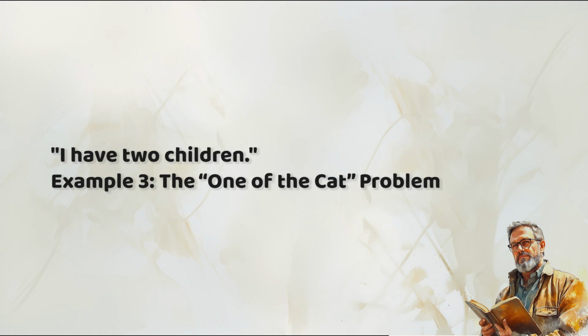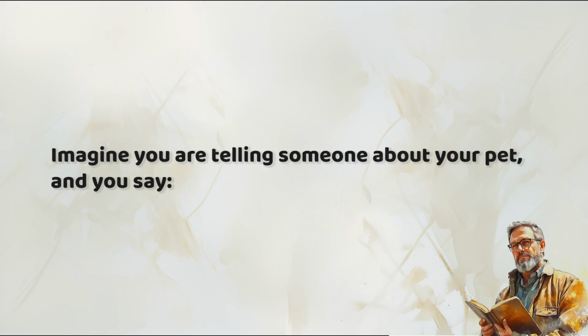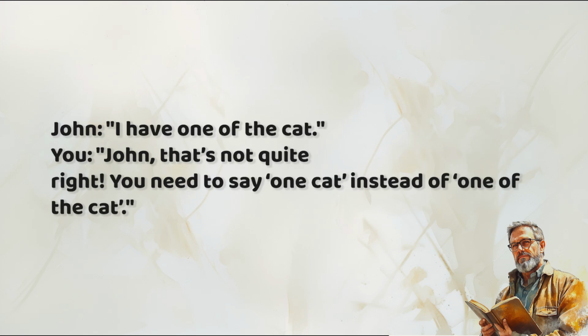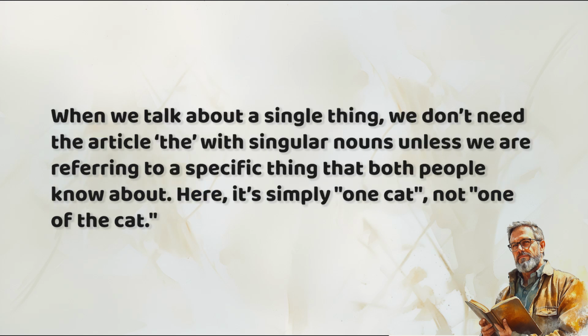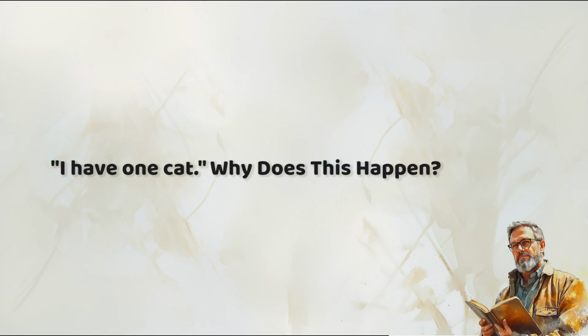Example 3. The one of the cat problem. Imagine you are telling someone about your pet and you say, John, I have one of the cat. John, that's not quite right. You need to say one cat instead of one of the cat. When we talk about a single thing, we don't need the article the with singular nouns unless we are referring to a specific thing that both people know about. Here, it's simply one cat, not one of the cat. Correct sentence. I have one cat.